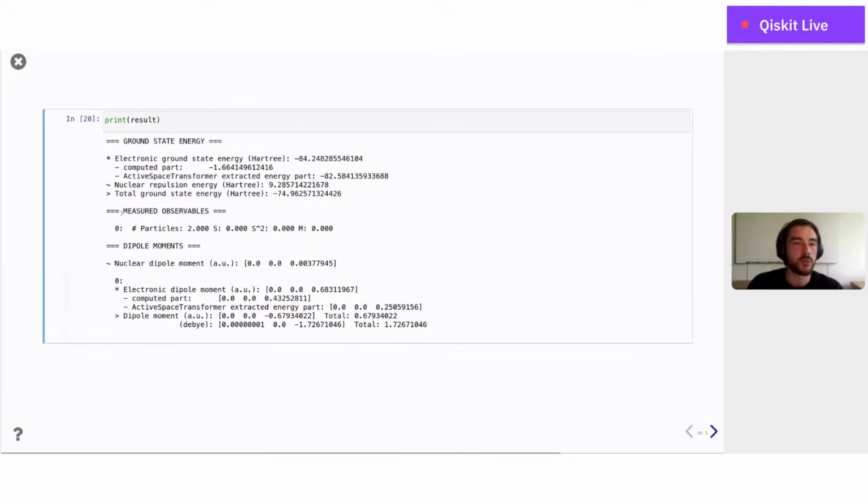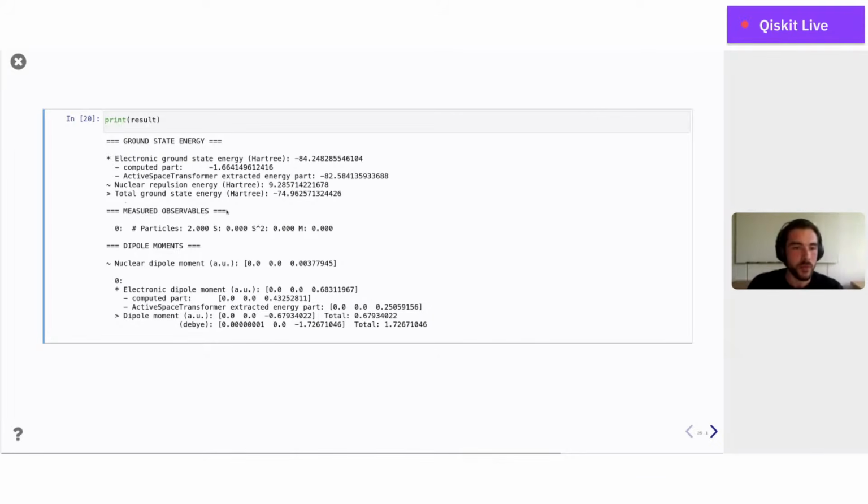And here we can get an output where we see the ground state energy has been computed, which consists of multiple parts. We have the electronic ground state energy. There's a computed part to it, and there is an extracted energy resulting from the active space transformer that we have applied. On top of the electronic ground state energy, there's also the nuclear repulsion energy, which was computed by the classical PySCF driver for us. And adding these two together will give us the total ground state energy of our system, which is minus 74.96 Hartree.